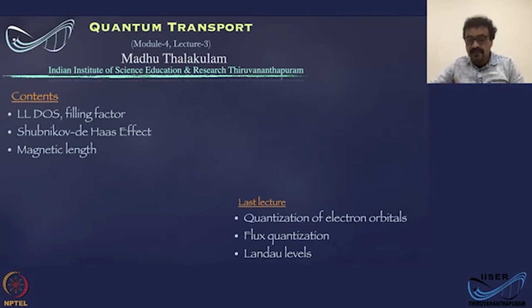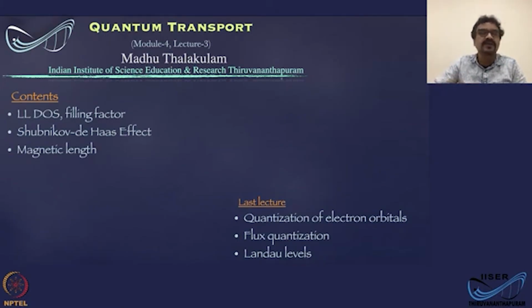In the previous lecture, we discussed the quantization of electron orbitals, how the orbitals are quantized in the K space and how they are quantized in the real space, and how these orbitals are related to the magnetic field and the carrier concentration, flux quantization, and we also introduced the concept of Landau levels and also Landau tubes in 3 dimensions.